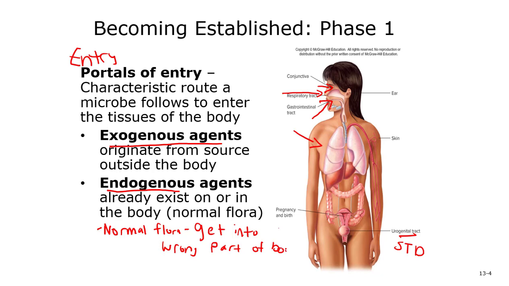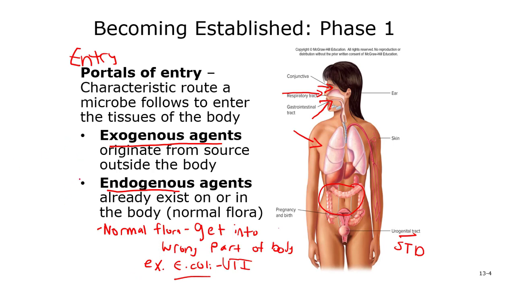So, for example, E. coli. E. coli is part of your normal flora, and it lives in your intestinal tract. So that would be totally normal to have E. coli in your large intestines. But if the E. coli got into the urinary tract, then it could cause a UTI. So E. coli could cause a UTI if it gets in the wrong place. So this would be an example of an endogenous infection.